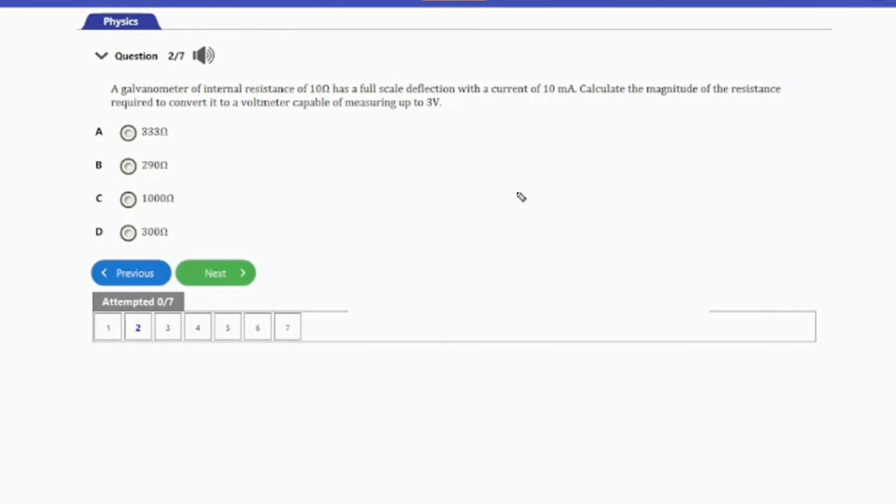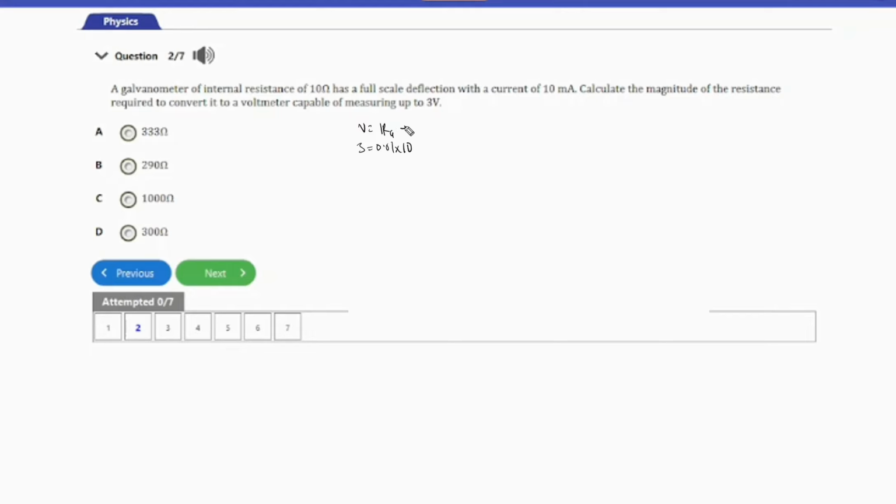The question says, a galvanometer of internal resistance 10 ohms has a full-scale deflection with a current of 10 milliamps. Calculate the magnitude of the resistance required to convert it to a voltmeter capable of measuring up to 3 volts. Here again, we employ the same formula. V, which is 3 volts, is equal to IR for the galvanometer. I for the galvanometer is 0.01 yet again, since 10 milliamps is 0.01 amp, times the resistance, which is 10 ohms.